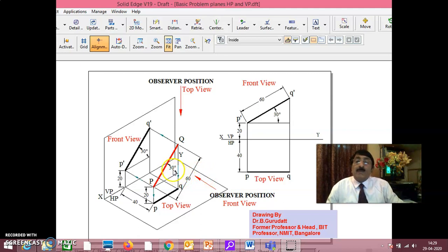The line is inclined to both HP and VP. It is not only inclined to HP but also inclined to VP. In that way, the front view as well as the top view will both be apparent lengths. They will not be true lengths because the line is inclined to both HP and VP. As a result, its true length cannot be seen either in the front view or the top view. You remember this, okay?